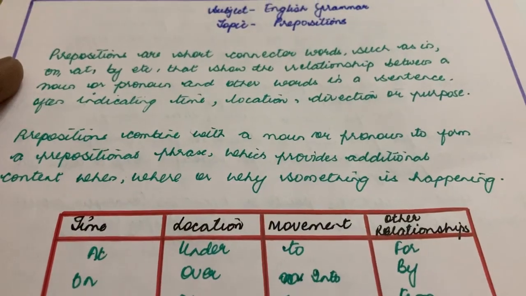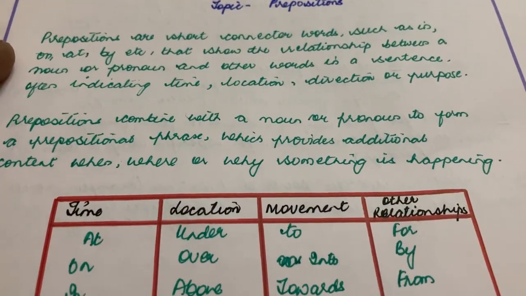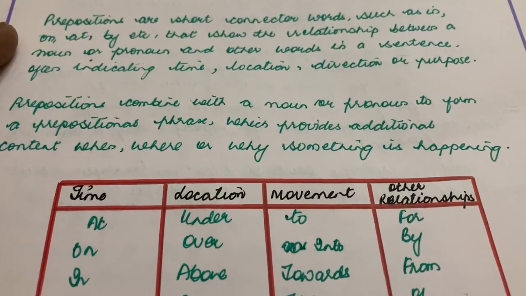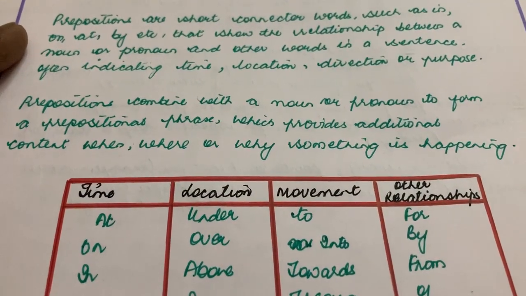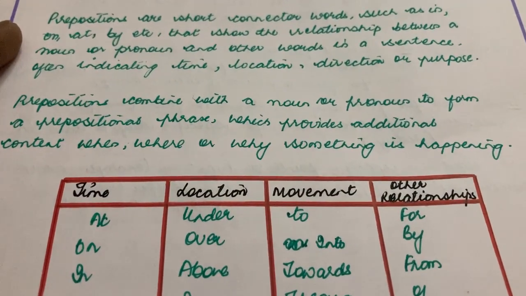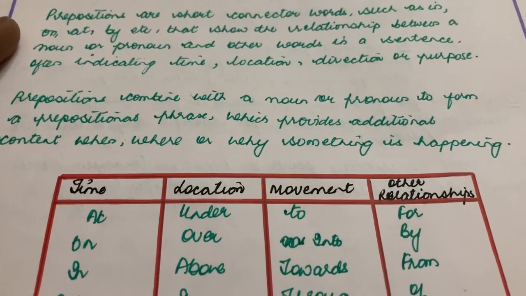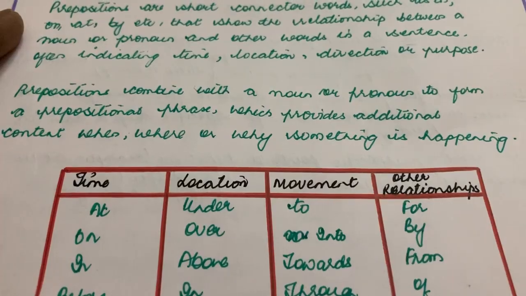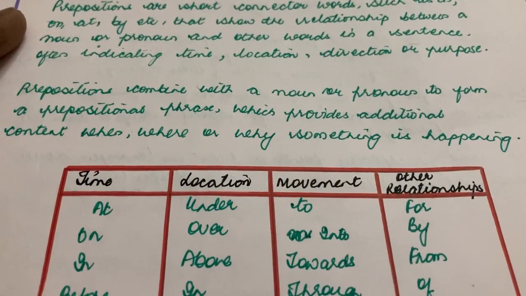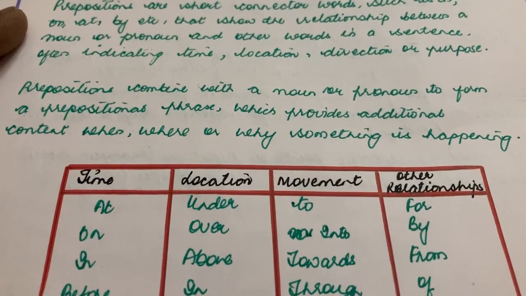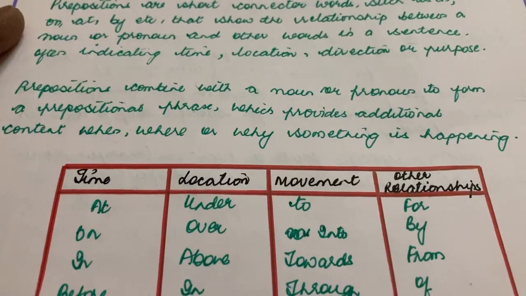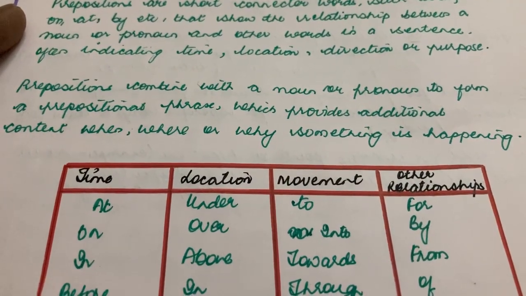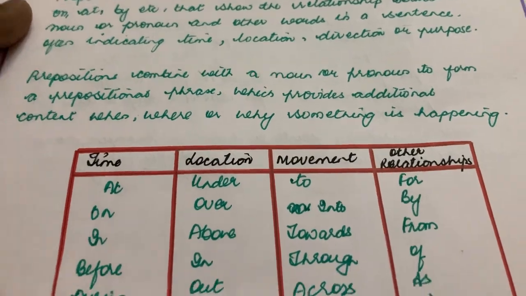So prepositions combine with a noun or pronoun to form a prepositional phrase, which provides additional context: when, where or why something is happening. So when we combine prepositions with a noun or pronoun, they form a prepositional phrase. And what information do they provide us? They tell us when, where and why something is happening.